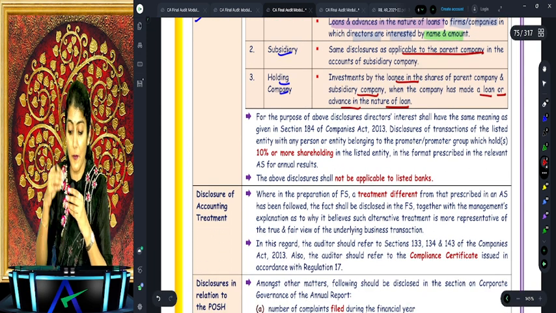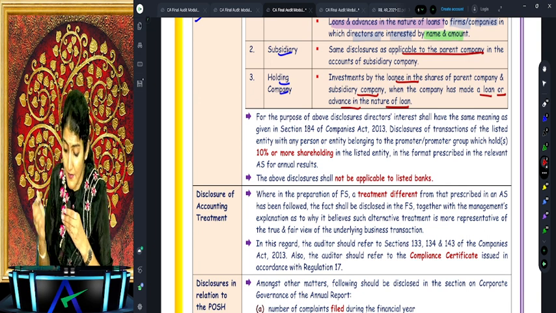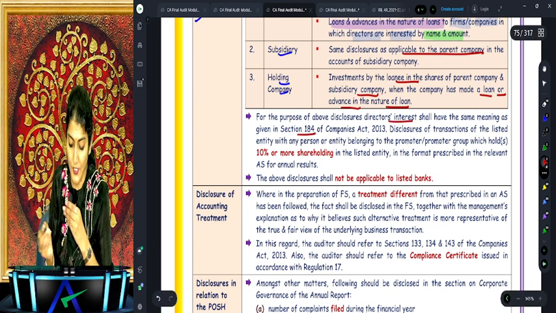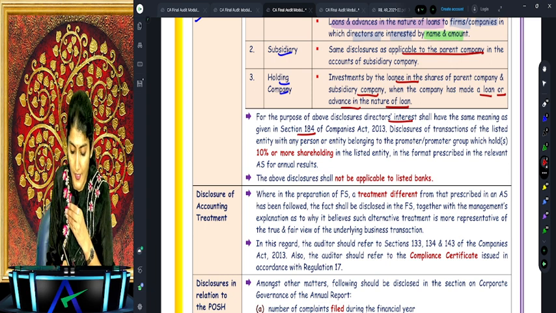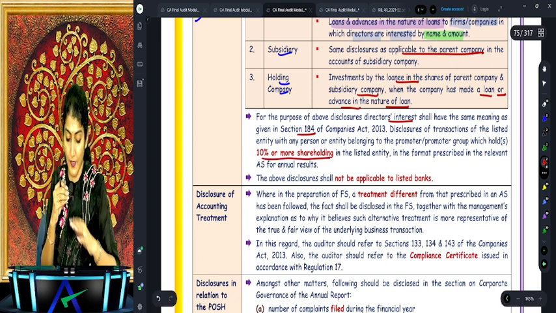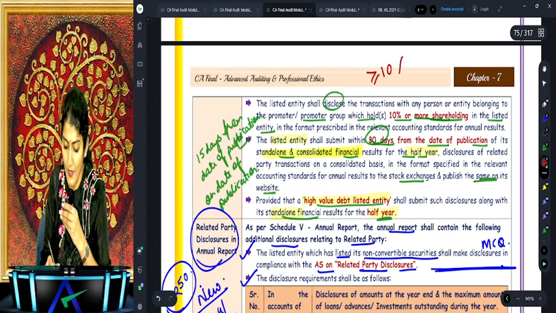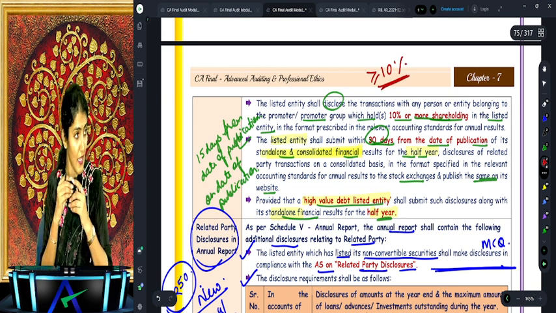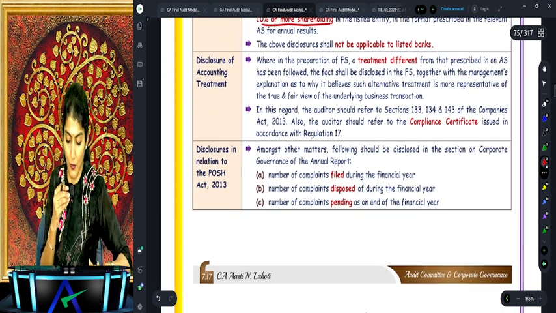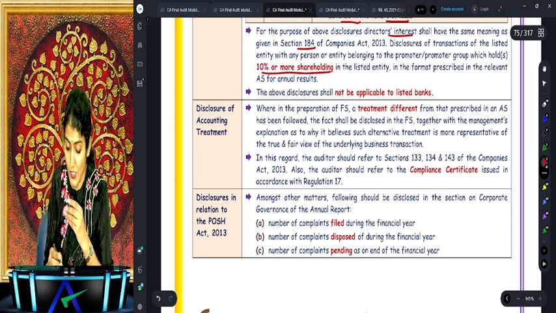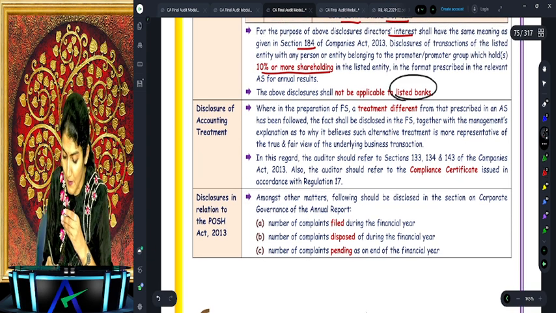And for the purpose of the above disclosures, director's interest shall have the same meaning as given under section 184. So what does it say? 10% or more of the shareholding. Did we study this point upstairs also? 10% or more of the shareholding. Is it clear? And then this disclosure will not be applicable to listed banks. So that is the MCQ.